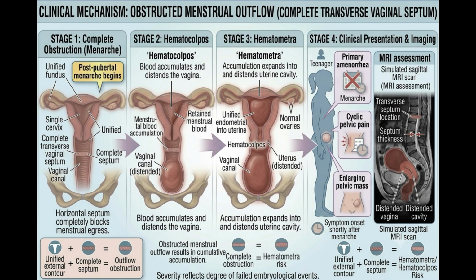Instead, blood accumulates above the obstruction, producing hematocolpos. If the uterus also becomes distended with retained blood, hematometra develops. Patients typically present shortly after menarche with primary amenorrhea, cyclic pelvic pain, and an enlarging pelvic mass. Imaging studies, particularly magnetic resonance imaging, accurately define the location and thickness of the septum before surgical correction.